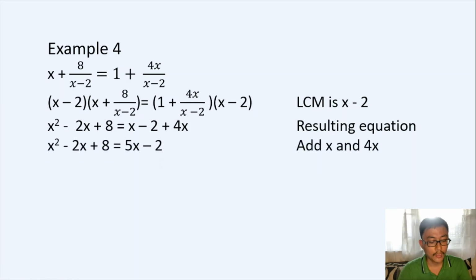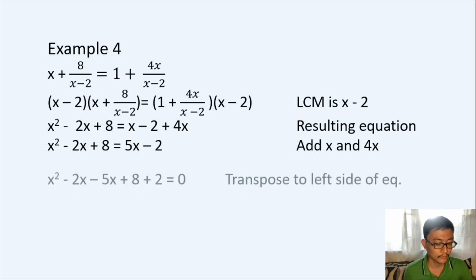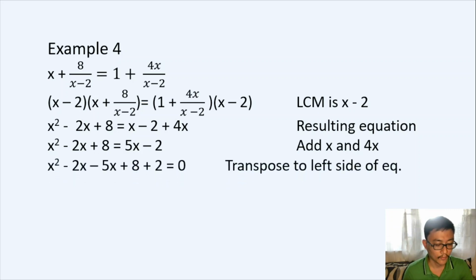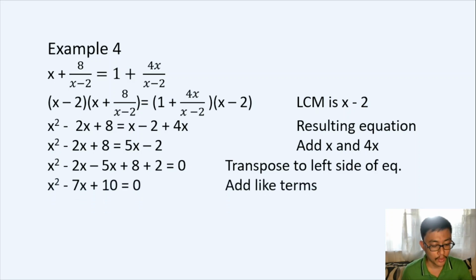And then add lang natin yung x tsaka yung 4x dun sa right side. Kaya naging 5x minus 2. Then, transpose natin lahat sa left side of equation. So, yung 5x naging negative 5x. Yung negative 2 magiging positive 2 equals 0. Add lang natin yung terms. So, yung negative 2x minus 5x, that's negative 7x. 8 plus 2 is 10. So, the final standard form is x squared minus 7x plus 10 equals 0.